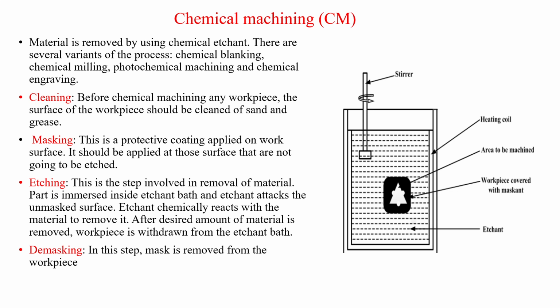Then etching is done. This step involves the removal of the material. The part is immersed inside the etchant bath. You can see the etchant bath, and the etchant attacks the unmasked surface because the masked surface is protected, and the etchant chemically reacts with the material to remove it. After the desired amount of material is removed, the workpiece is withdrawn from the etchant bath. Fourth is demasking. In this step the mask is removed from the workpiece and the required machining has been done.